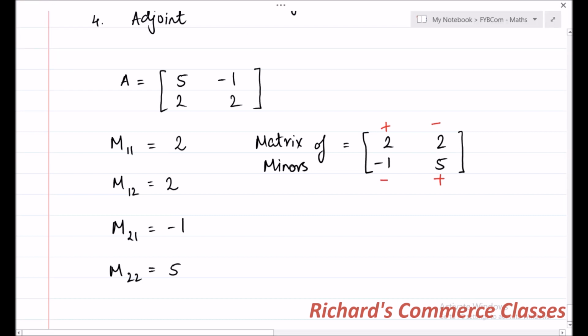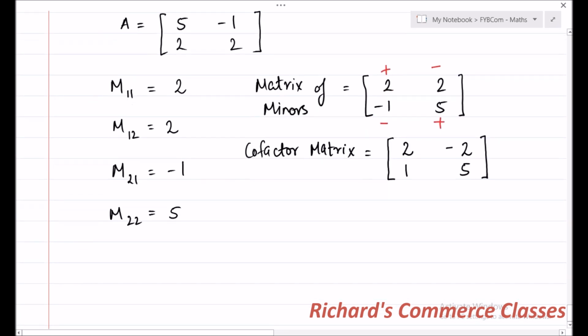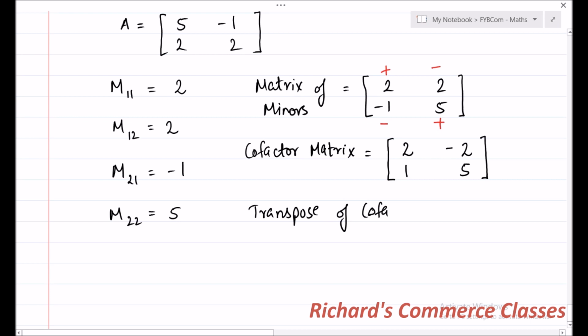So to draw the cofactor matrix now, this will be plus 2 written as 2, then minus 2, plus 5, and minus into minus will make it plus 1. Now that you have calculated the cofactor matrix, the next step is to take the transpose. And you will take the transpose of the cofactor matrix.